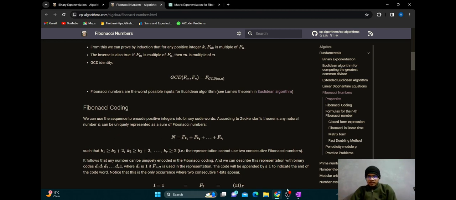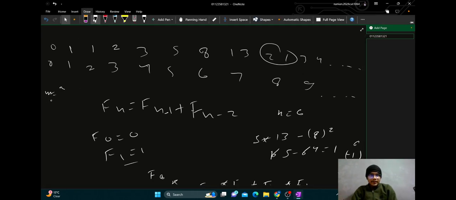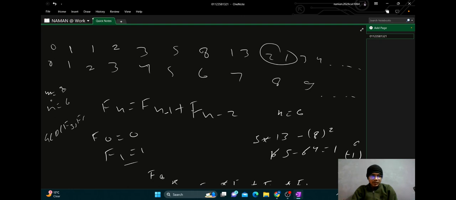Let's also see an example for it. Let's take m equal to 3 and n equal to 6. What it states is that the GCD of f of 3 comma f of 6 is equal to f of the GCD of 3 comma 6.